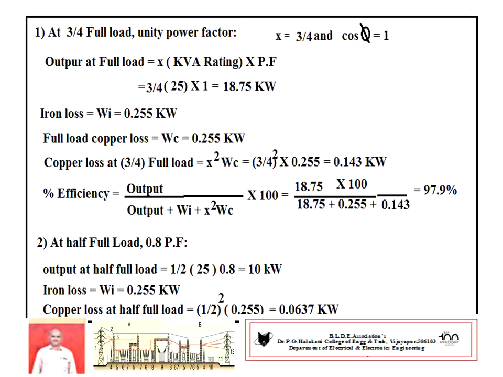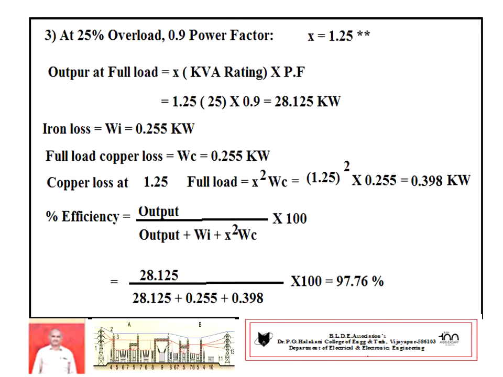Number 2, in a similar way it is also possible to calculate at half full load, 0.8 power factor. At half full load x becomes half. First you calculate output, that is 1 by 2 into 25 into 0.8, so 10 kilowatt. Iron loss remains the same, 0.255 kilowatt, but copper loss at half full load should be equal to x square times of WC, 1 by 2 square times of 0.255. This value becomes 0.0637 kilowatt.